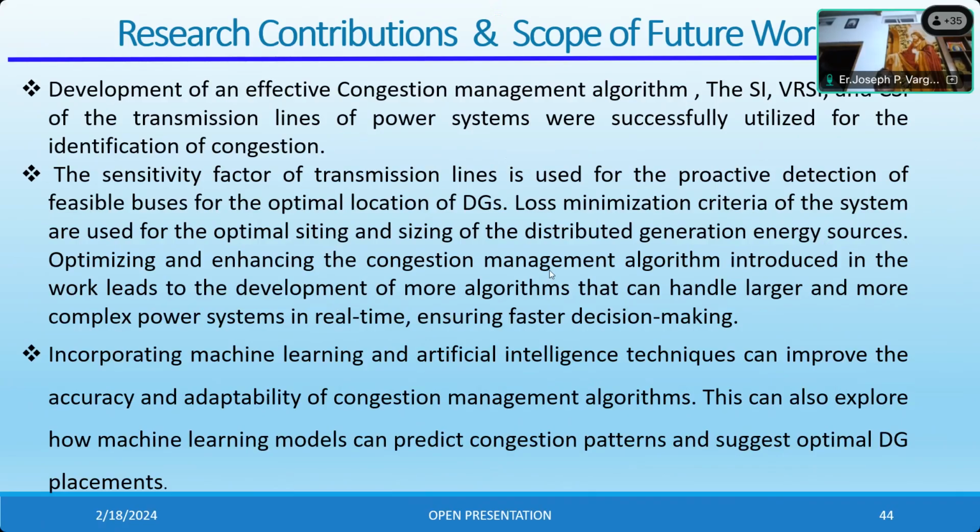Optimizing and enhancing the congestion management algorithm introduced in this work leads to the development of more algorithms that can handle larger and more complex power systems in real time, ensuring faster decision making. What is the scope of future work? Here, by incorporating machine learning and artificial intelligence techniques, we can improve the accuracy and adaptability of the congestion management algorithm. Our algorithm is termed the load flow based system indices allied algorithm. If we incorporate artificial intelligence, we will get the best results. This can also explore how machine learning models can predict congestion patterns and suggest optimal DG placements.